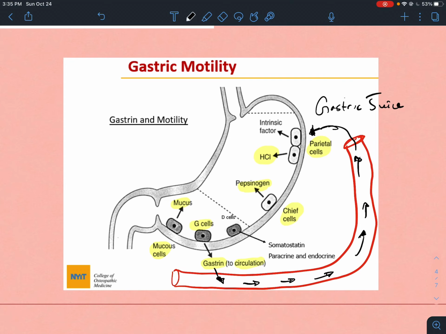What could cause gastrin to be secreted by these G cells, these endocrine cells? Gastrin is released in response to stomach distension, which just means the stretching of the stomach. And the way that that would happen is if food went into the stomach and caused the stomach to be stretched out.